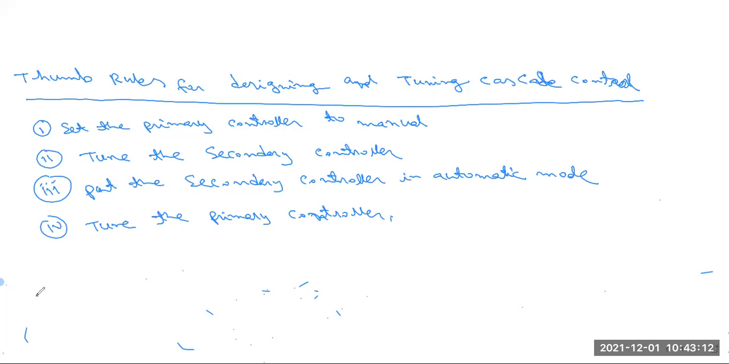Next, number three, put the secondary controller in the automatic mode. That means using this automatic mode, you have to attach this secondary controller. It is basically in automatic mode and it is dependent on the primary controller mode. That means one is the master controller, another one is the slave controller. So first of all, you have to set the primary controller to manual.